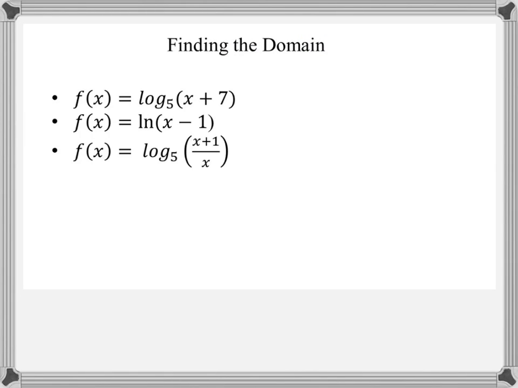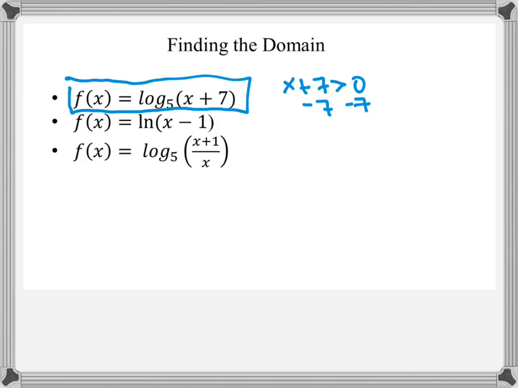Let's find the domain for these log functions. So the first one, f of x equals log base 5 of x plus 7. What we know is that the argument needs to be greater than 0. So x plus 7 is greater than 0. Okay, let's get x by itself. x must be greater than negative 7. That's our domain. The domain is from negative 7 to infinity.